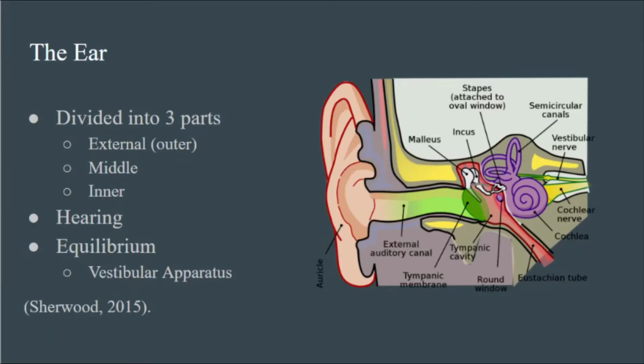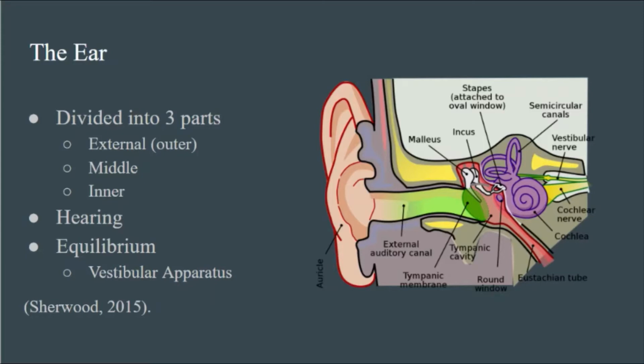So we have our external, middle, and inner ear. The external and middle ear transmit sound waves to the inner ear. In the inner ear, there's going to be hair cell receptors that transform sound waves into electrical impulses. Those impulses are going to allow an organism to hear. The ear also plays a role in equilibrium.